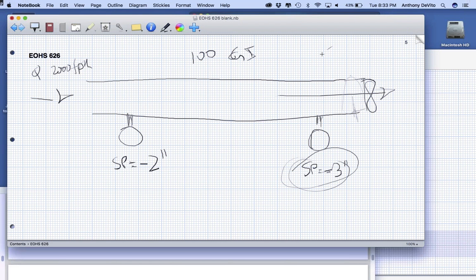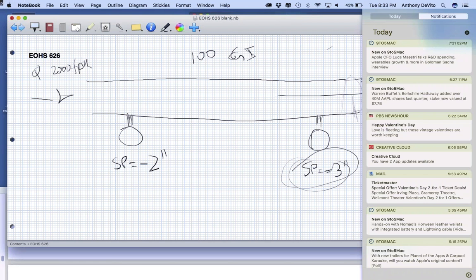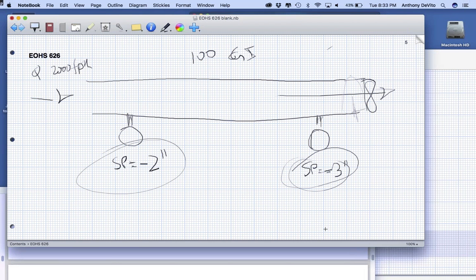It's higher numerically, but it's less suction, right? Okay, it's less suction. It's less energy to move the air. So this is lower. What determines how much lower it is? What do you think determines how much lower it is?